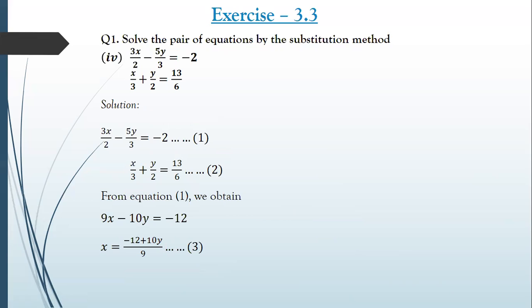Now we move on to fraction type of question. So we have 3x by 2 minus 5y by 3 equal to minus 2, and x by 3 plus y by 2 equal to 13 by 6. So first we number the equations 1 and 2. Now fractions are a little bit complicated, so we'll convert them as normal equations taking the LCM, which will be 9x minus 10y equal to minus 12 because LCM will be 6 over here. Then we substitute for x equal to minus 12 plus 10y divided by 9, which is equation number 3 after getting the value of x.